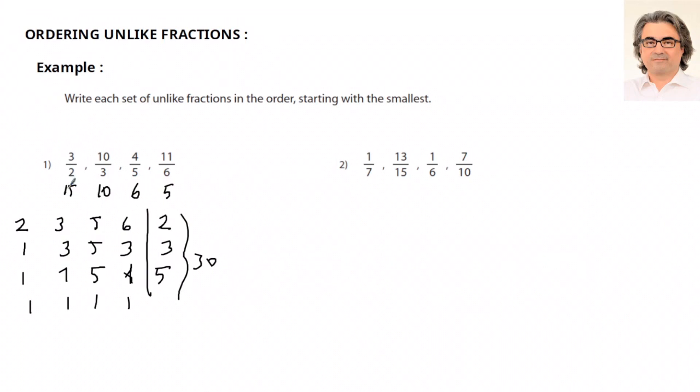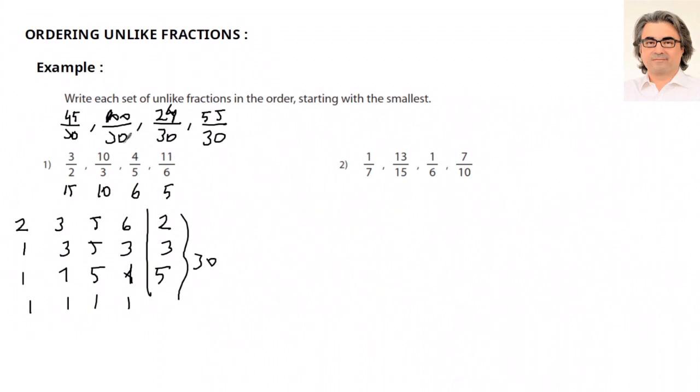Let's write here. 15 times 3 is 45 over 30. 10 times 10 is 100 over 30. 4 times 6 is 24, 6 times 5 is 30. 5 times 11 is 55 over 30. As you see, we equalized denominators to each other.